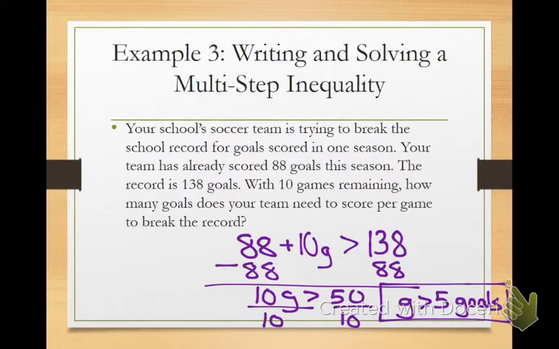What does this mean? This means that I must score more than 5 goals in the remaining 10 games. Because if I only score 5 goals in the remaining 10 games, I will tie the record. So in one of those last 10, I must score more than 5 goals. Does that make sense? Okay, that's why it cannot be equal to. All right, because I need to break the record. So if they give you a total, you set it up this way.